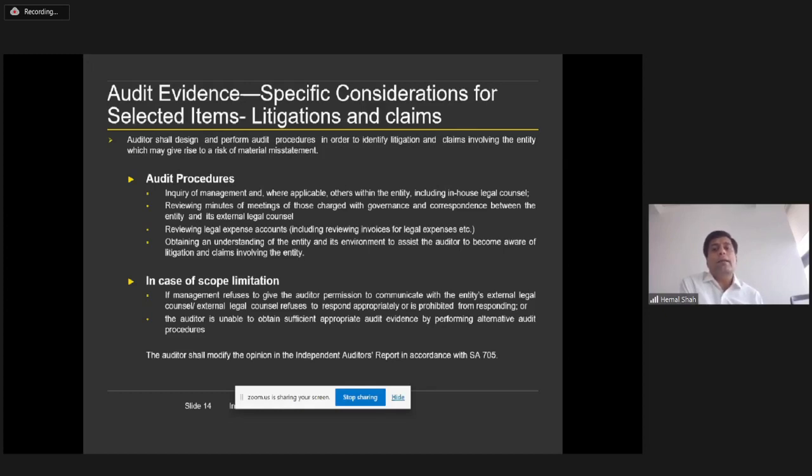Many times company has risk management policy, a risk management committee. So going through the minutes of all these committees will help the auditor to gain an understanding if there are any litigations ongoing and if there is any new order which has come against the company.